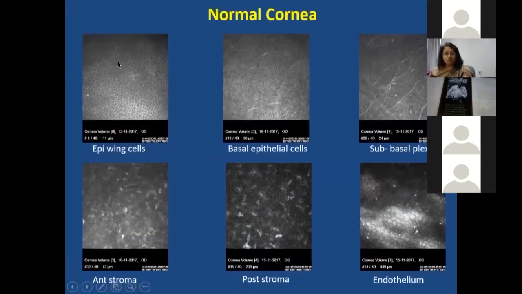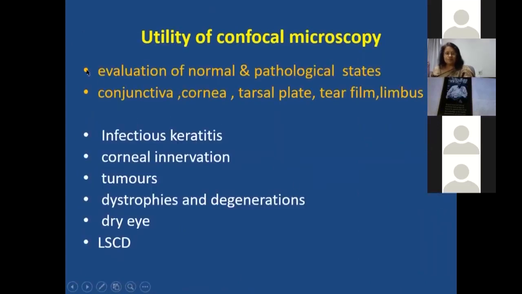A closer view, what you basically focus on is the wing cells of the epithelium, the basal epithelial cells, the subbasal plexus, which has a linear pattern, the anterior stroma where the keratocytes are more, the posterior stroma, and then finally the endothelium. The confocal microscopy is useful at two levels.